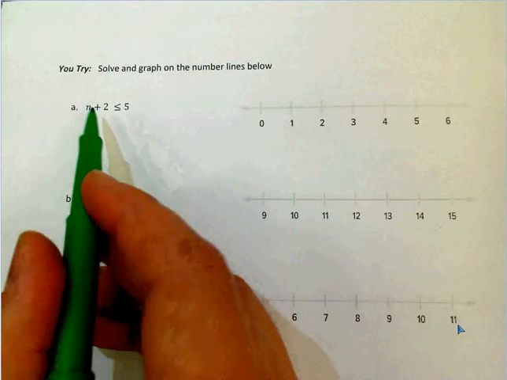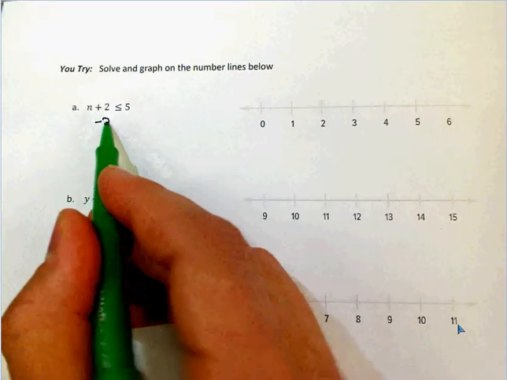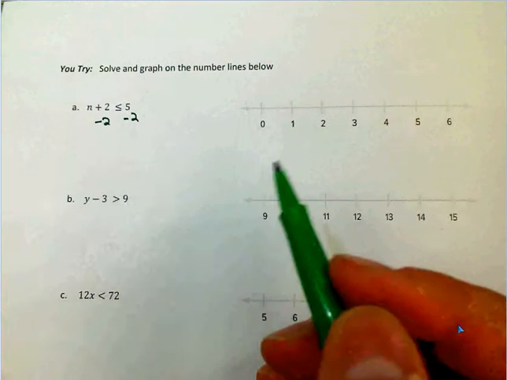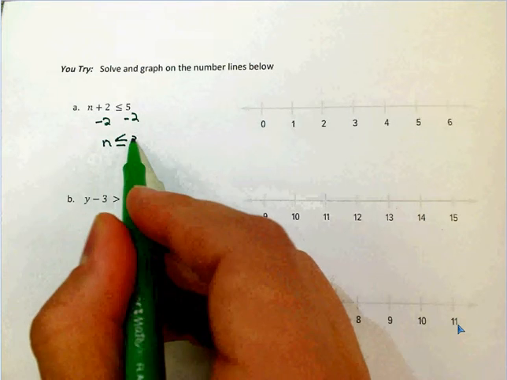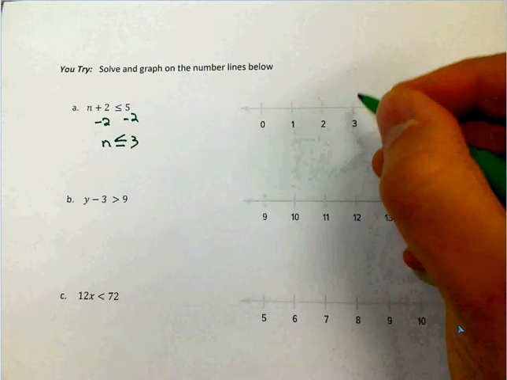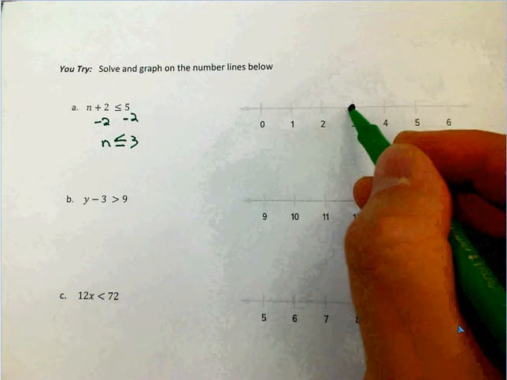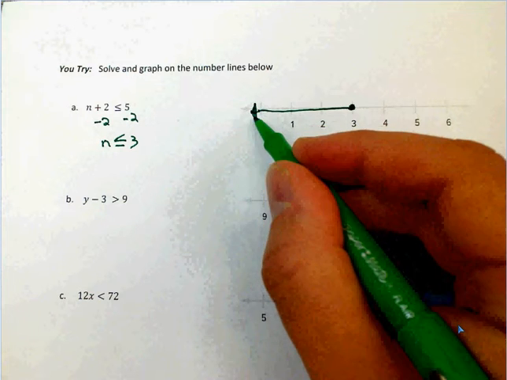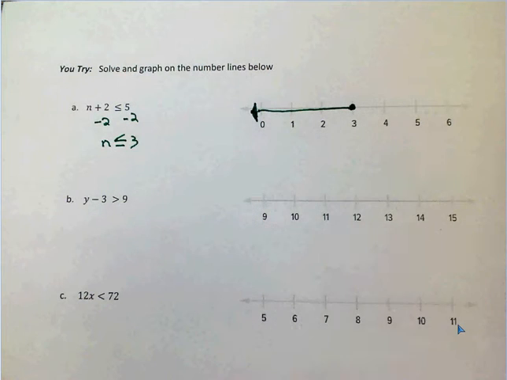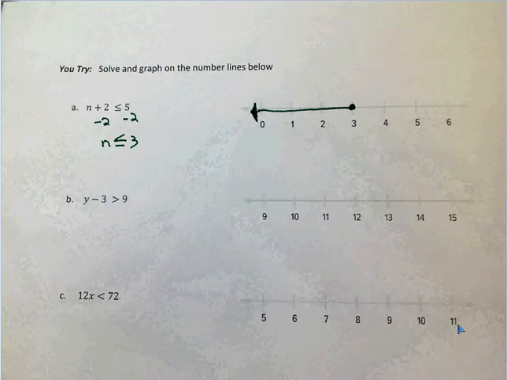So when we're looking at A, if we're adding 2 to both sides, that means that we have to subtract 2 because that's our inverse operation. So n is less than or equal to 3. So that's a closed circle on 3 with our arrow going to the left. Now remember, when we put the arrow on there, that means that that line goes on forever. So every number to the left of 3 could be a possible solution.